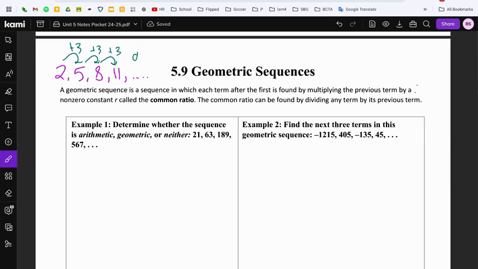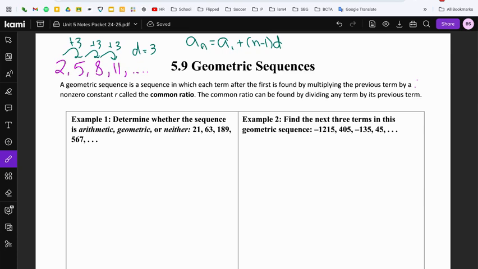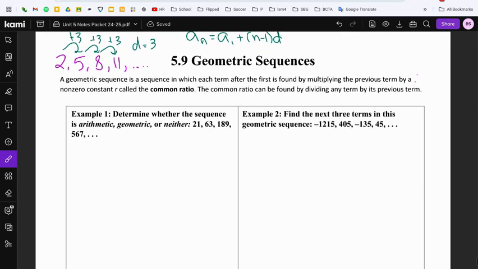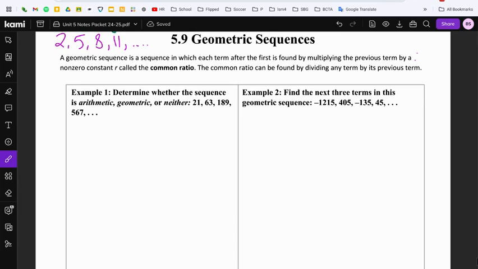When I add 3, we were able to say, hey, d is equal to 3, and we had an explicit formula to write these, and we said that was our first term plus n minus 1 times d. So if it was arithmetic, we were adding or subtracting a common difference, or adding a negative common difference instead of subtraction. With geometric, we have a different type of pattern occurring. With geometric, that pattern is through multiplication. And instead of a common difference, we call it a common ratio, and that's our r value.